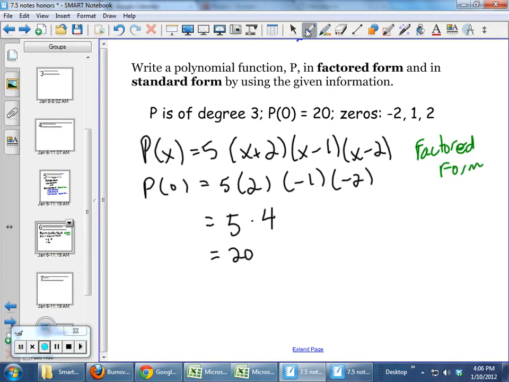And now to write it in standard form, we're going to have to do some multiplying. And this is going to take a little bit of space. So what I'm going to do is I'm going to multiply these first two. It's going to be x times x is x squared. I should probably not forget that 5 out in front.